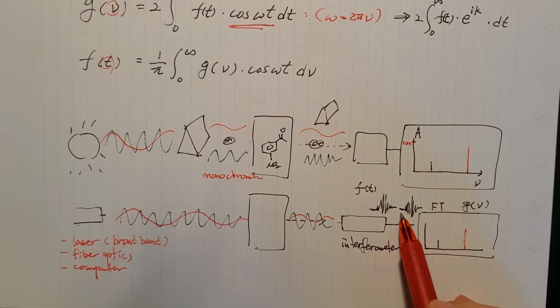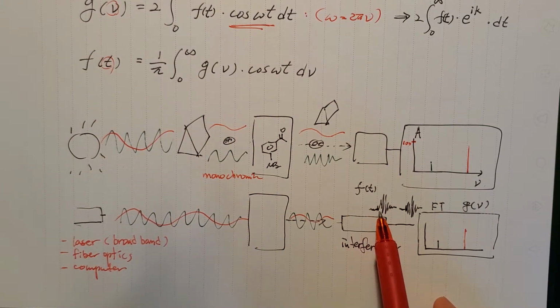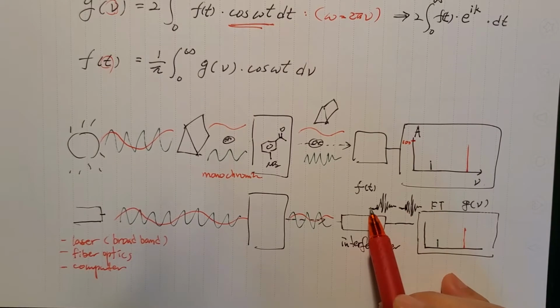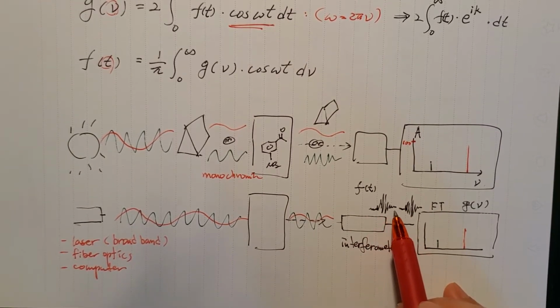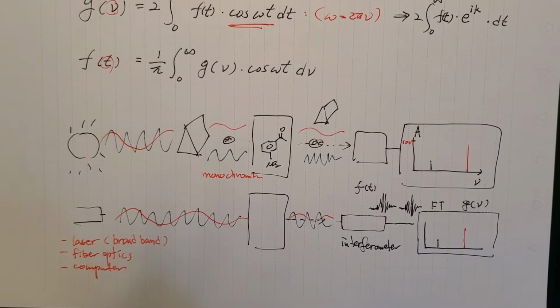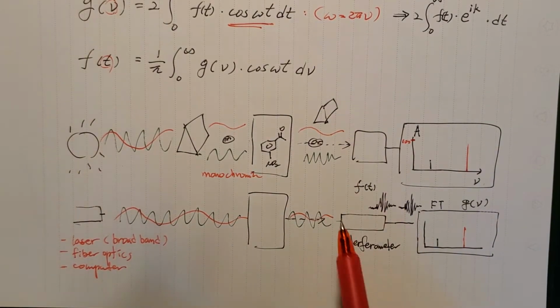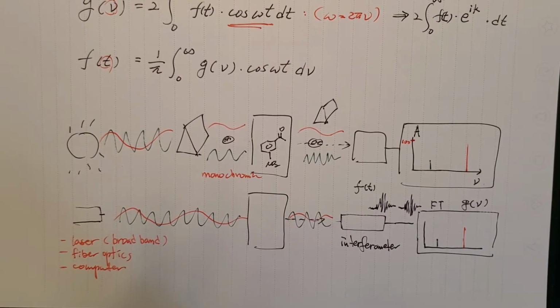Then you can see this is the function of time. So as the interfered light goes through the space, the detector sees the changes of the light intensity, and that is the interferogram you got, and that is the function of time.